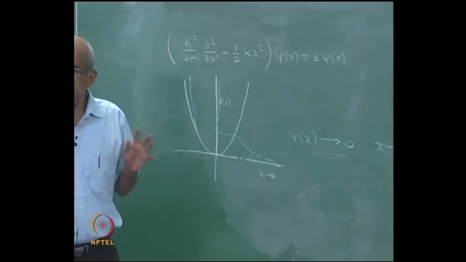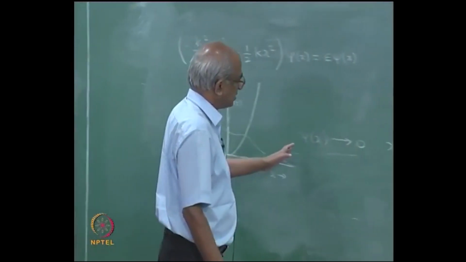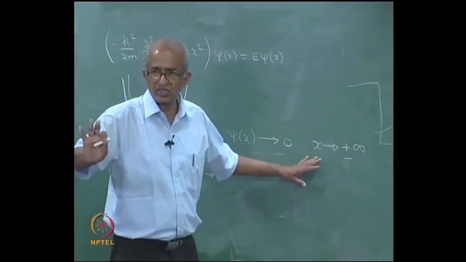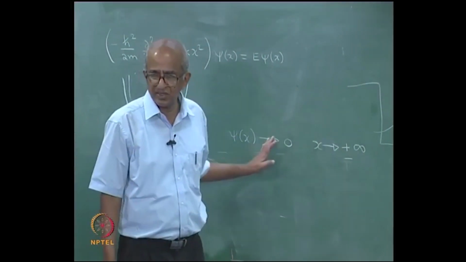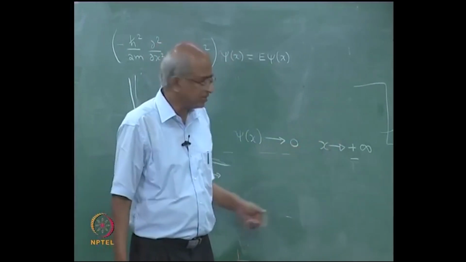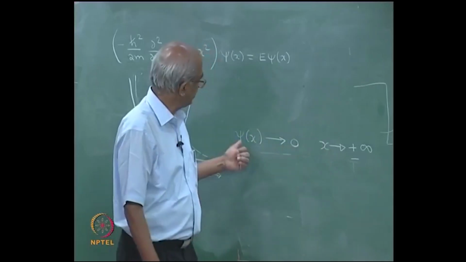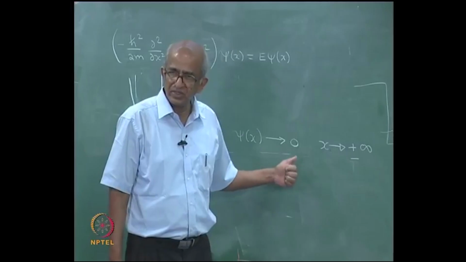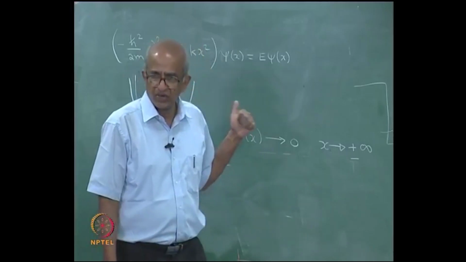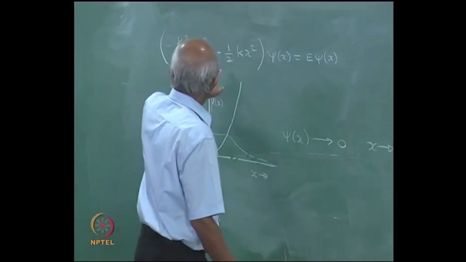So, this is something that I will have to impose. If I find a solution which does not obey this, then I am not going to accept that, that is not physically sensible. Any physically sensible solution has to satisfy the condition that when x approaches plus infinity or minus infinity, the solution should approach 0. Okay. So, now I am going to worry about this equation.